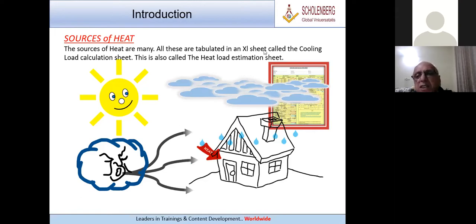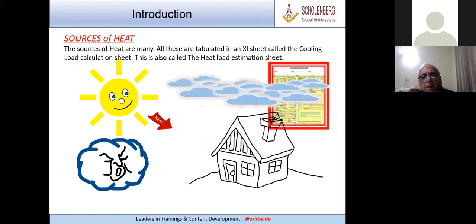These are in a tabular Excel sheet called the cooling load calculation or the heat load calculation sheet. For example, look, there are sources outside the building, and there are sources within the building. Out of the building, look, we have the sun, heat from the sun. We have air, heat entering the building, the heat from the air. Air also has moisture, so this shows moisture from humidity. And this is the Excel sheet.